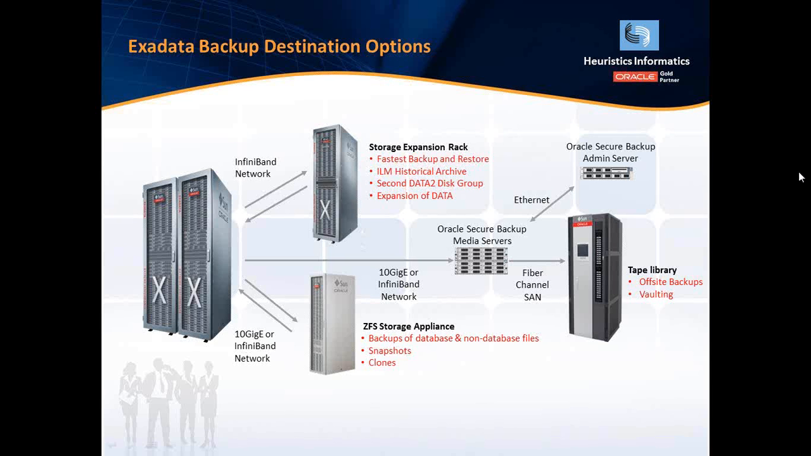Depending on what technologies or what products you use for each of these things, you can use either the 10 gigabit network or the InfiniBand network for setting these things up. For example, if you were to use the ZFS storage appliance, that can connect to the Exadata via the InfiniBand network, which reduces your backup time significantly because it uses a 40 gigabit network versus a 10 gigabit network. Similarly, with an Oracle tape library, it's all the same concept.